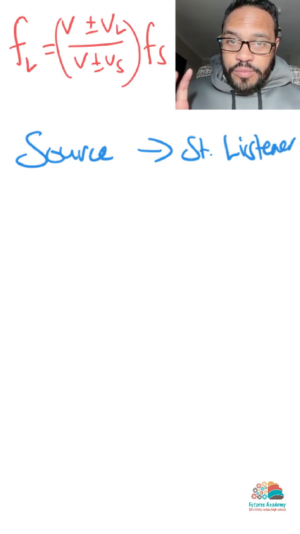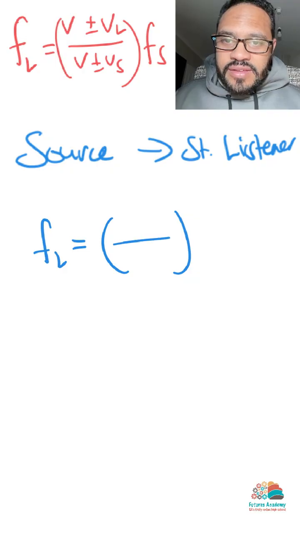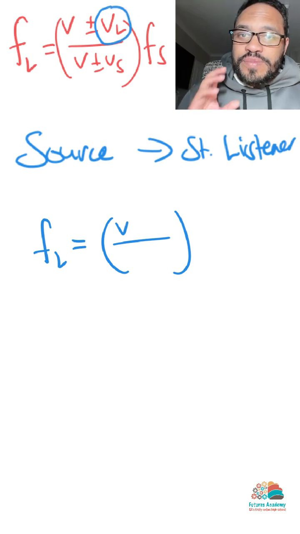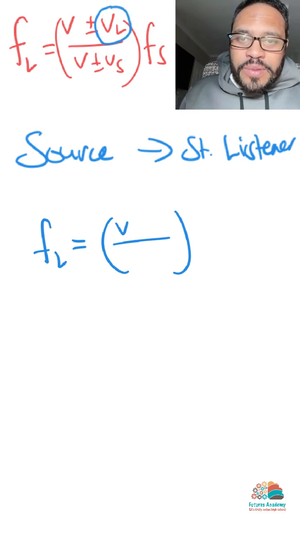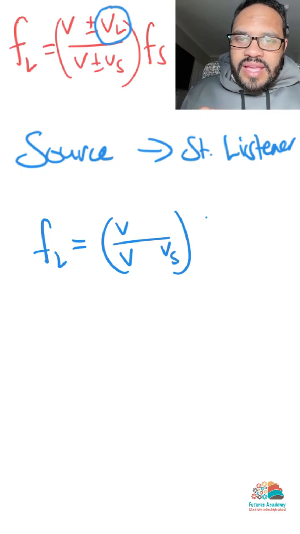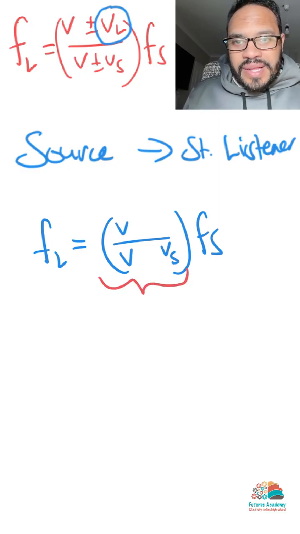Now, if you look at this formula, if the listener is stationary, I'll start off with FL is equal to this bracket, V, and the listener is stationary. If the listener is stationary, the velocity of the listener is going to be 0, which means on top, you're only going to have V. Then we go to the bottom, and we see that I've got V plus or minus Vs, and Fs over here. Now I want you to think very, very carefully about this multiplier.